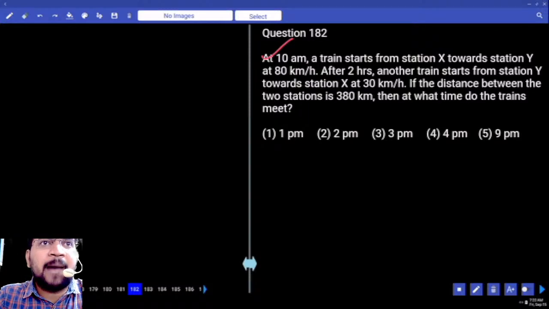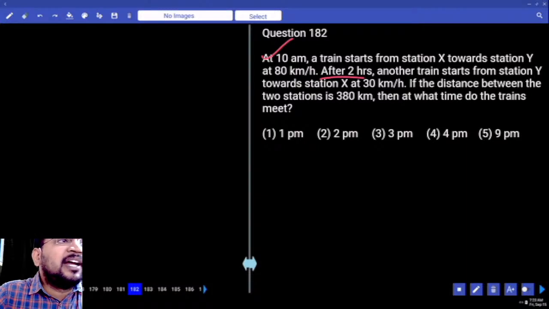Are you clear or not? Opposite direction na? One from X, another from Y. Opposite direction or not? Not after 2 hours kada? Yes. After 2 hours kada? And a different timing only.